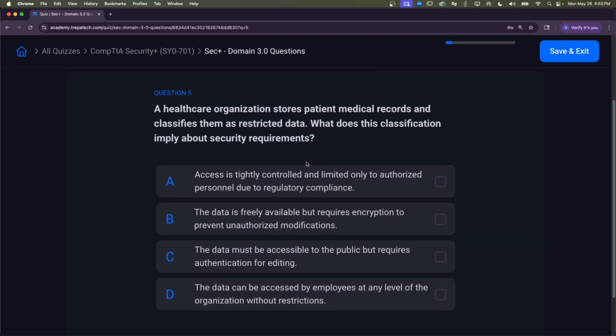Question 5. A healthcare organization stores patient medical records and classifies them as restricted data. That's PHI. What does this classification imply about security requirements? So it's a regulatory compliance, right?